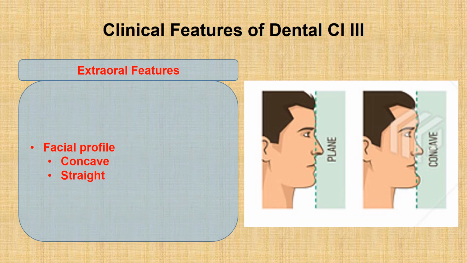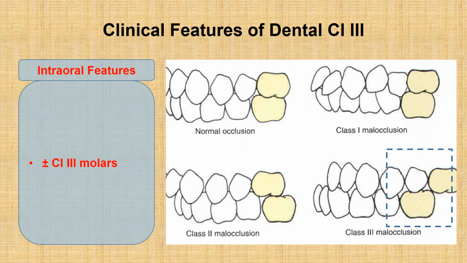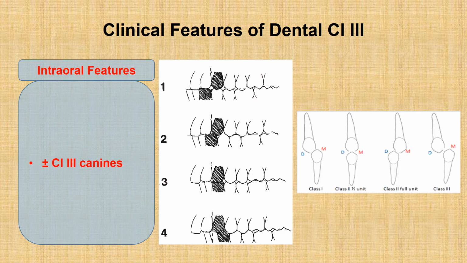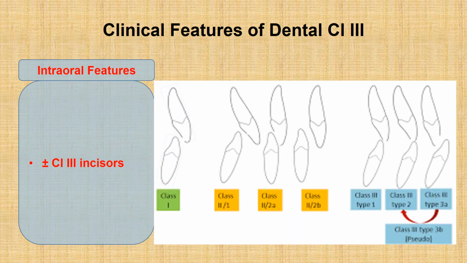Now, what are the features of a dental class 3? Extraorally, a dental class 3 can appear with a concave facial profile or a straight facial profile. Intraorally, they tend to have class 3 molars, though not always. They may have class 3 canines, and they also have class 3 incisors.